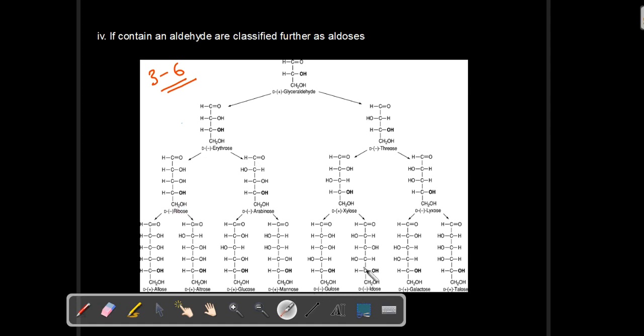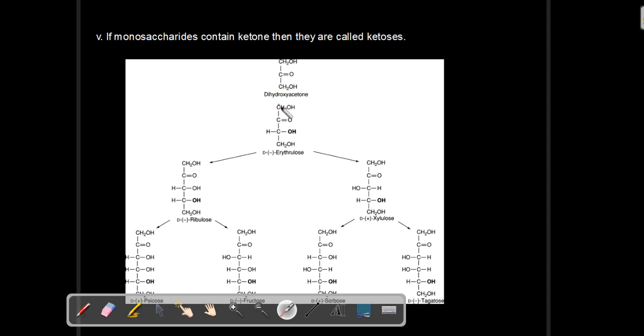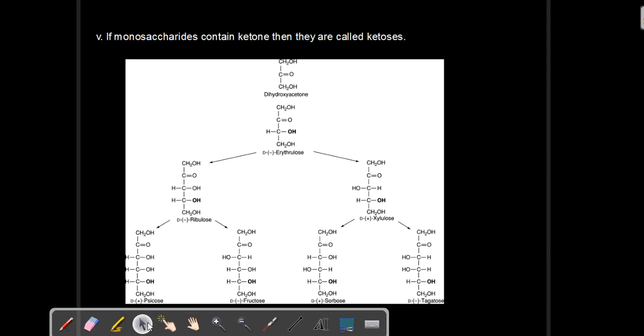Let us look at a couple of examples of ketose monosaccharides. Dihydroxyacetone, see here, we have a ketone group, C double bond O. Very important to remember, C double bond O, ketones. These monosaccharides are all ketoses, which means that they contain a ketone functional group. Again 3 to 6 carbon atom long monosaccharides have been depicted in this particular plate. And also let's figure out a couple of examples of these ketoses.